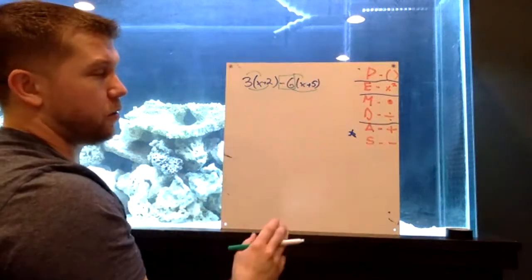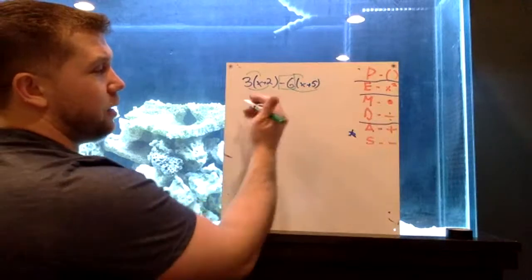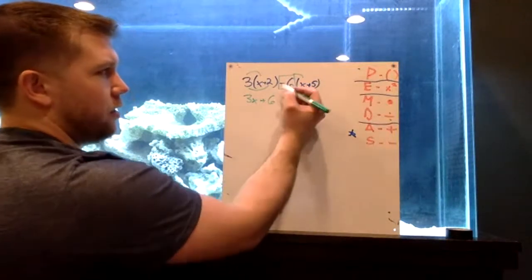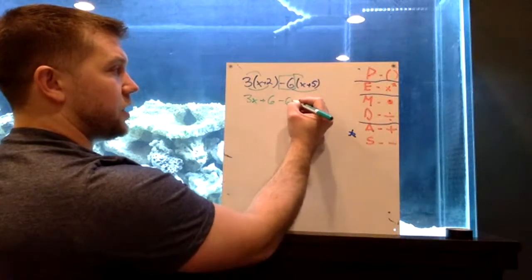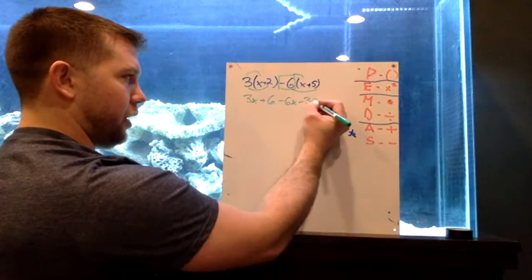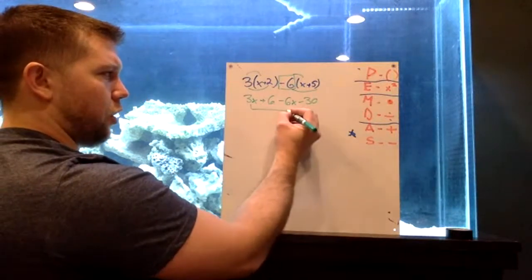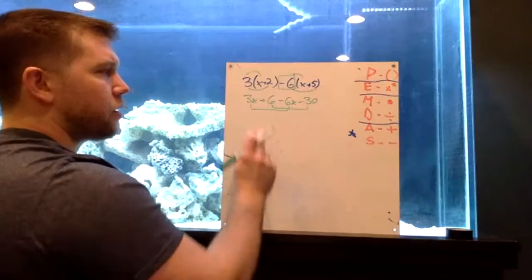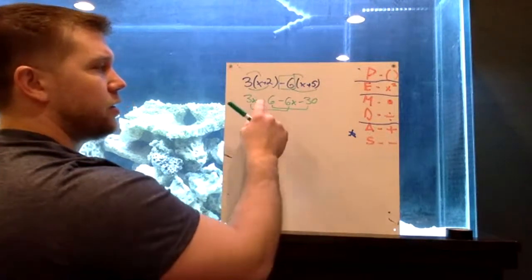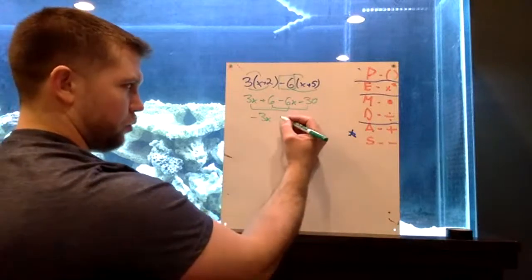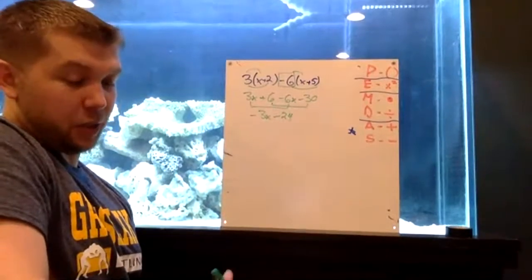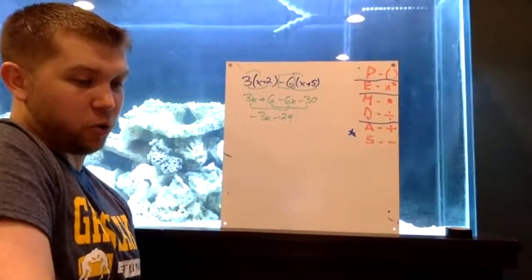It's a negative 6. Okay, so I have 3 times x, which is 3x. 3 times 2, which is positive 6. Negative 6 times x is a negative 6x. And a negative 6 times a positive 5 is a negative 30. Okay, so now I'm going to combine the like terms here. So 3x minus 6x would be a negative 3x. 6 minus 30 would be a negative 24. Okay. And so right there, I can see that that's one of the choices, negative 3x minus 24.